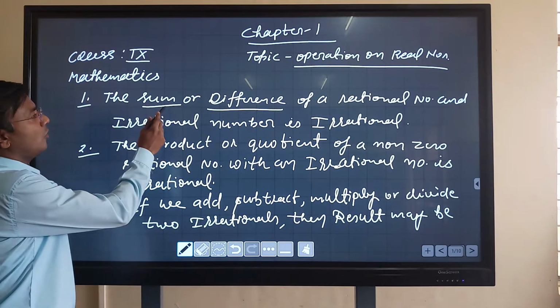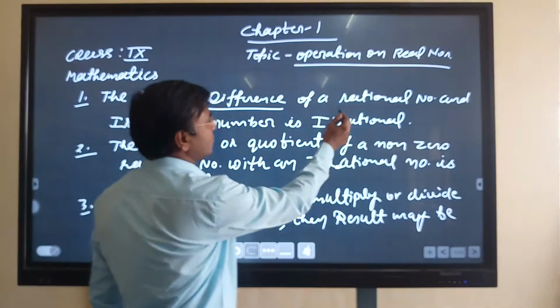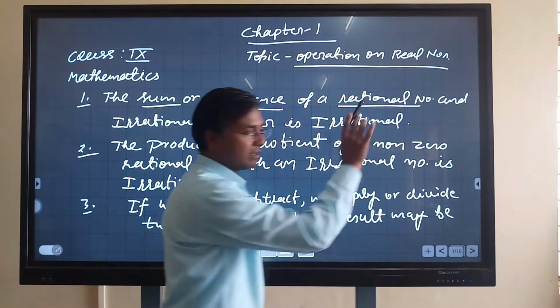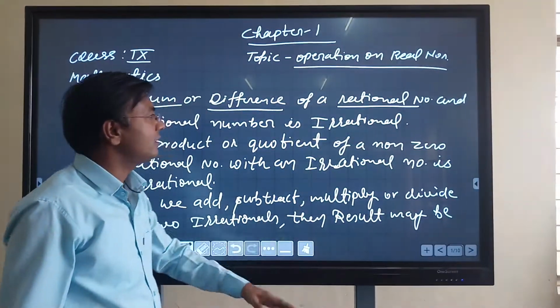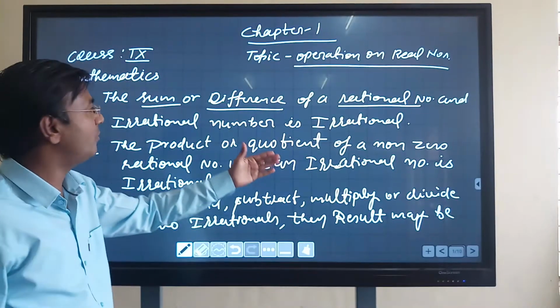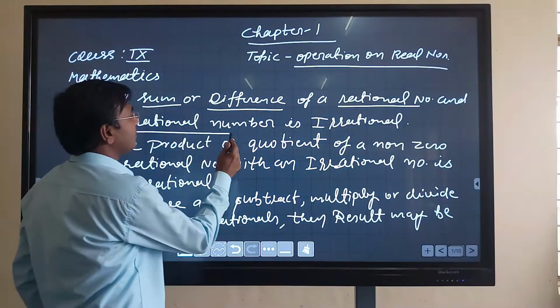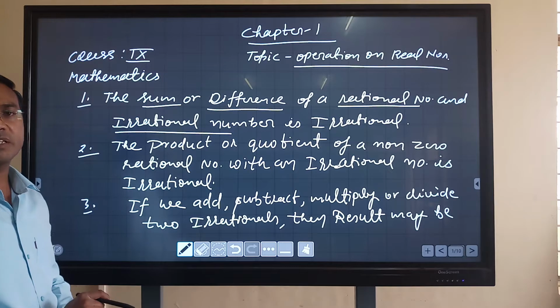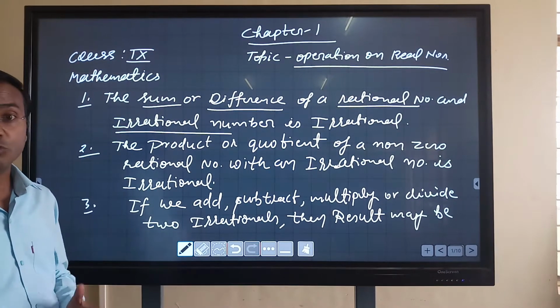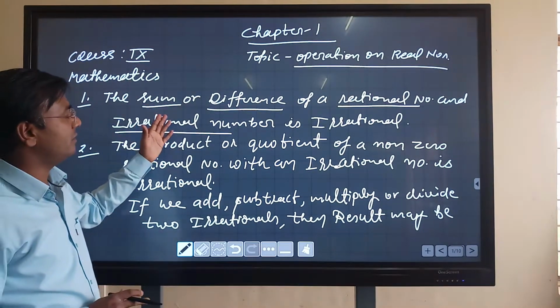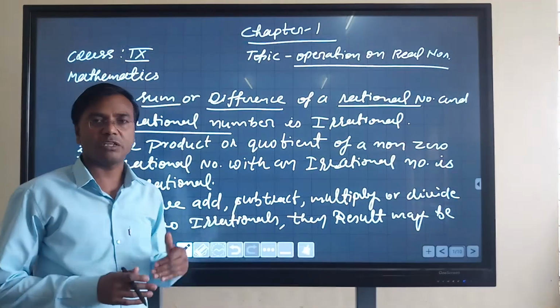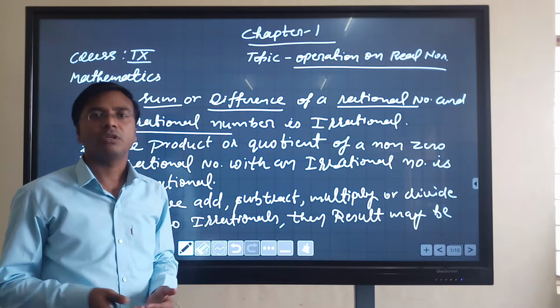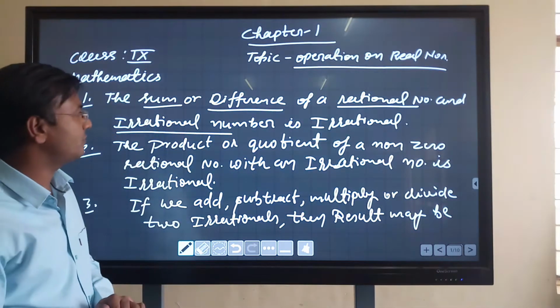So the sum or difference of a rational and an irrational. Everybody is familiar, as I have discussed so many times about rational numbers. A rational number can be expressed in p by q form, and an irrational number cannot be expressed in p by q form, like under root 2. Irrational numbers are those which are in the form of a square root, cube root or any root, right?